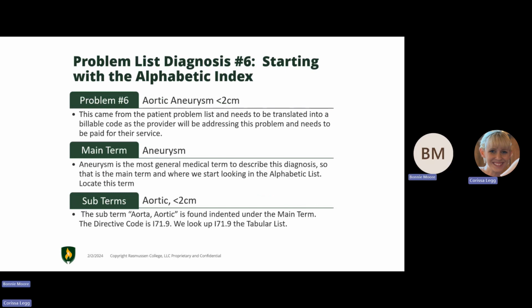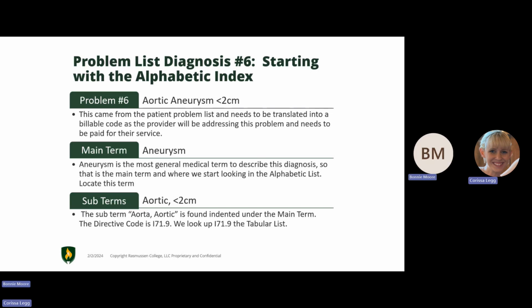Okay, our last one is aortic aneurysm less than 2 centimeters. Now, this one has a little variation, which we'll talk through as we look it up. So our main term is the most general term for the diagnosis, which is aneurysm. So we go to the alphabetic and we look up this term.